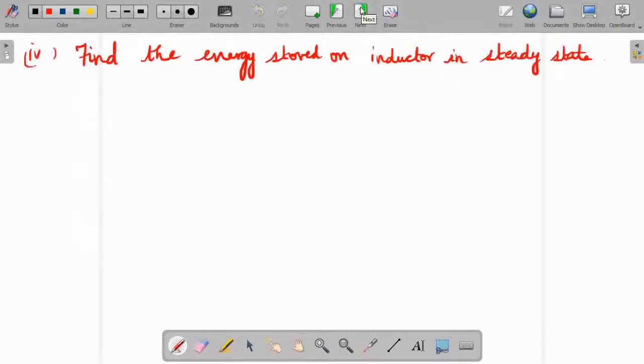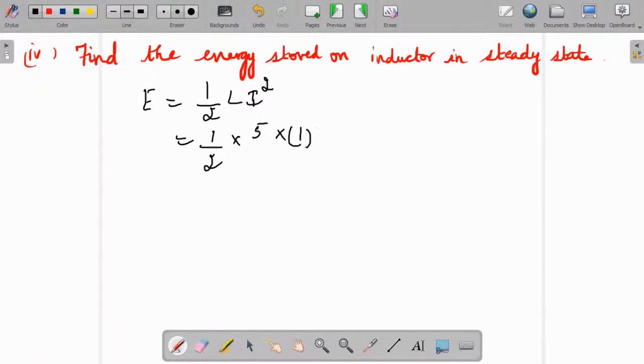So next question is, find the energy stored in the inductor in steady state. So again E is equal to half L I square. What is the current flowing in steady state? It is 1 ampere, from the second subdivision answer. So half into inductance value 5 into I square. So I in steady state is 1 ampere, so 1 square, which is equal to 2.5 joules. Okay, energy stored is equal to 2.5 joules.